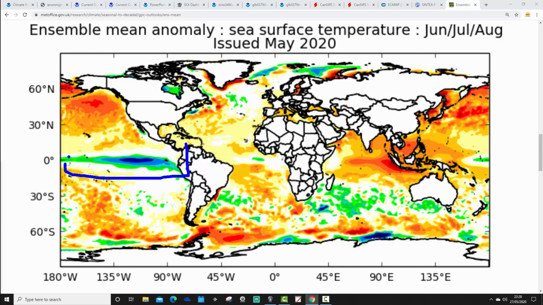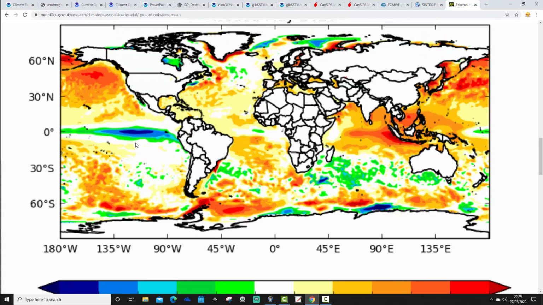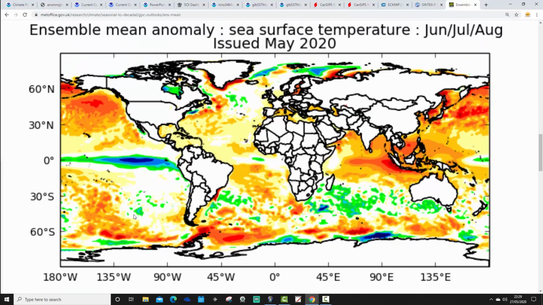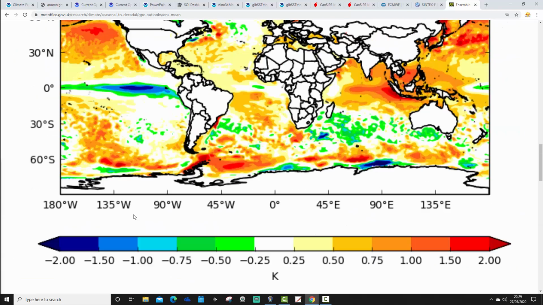This is sea temperature anomaly for June, July, August. This blue area here is actually quite cold. Quite a big La Nina setting up on the temperature scale. That's going down to like 2 degrees below average. So that's actually quite a strong La Nina that the UK Met model wants to set up through this summer.